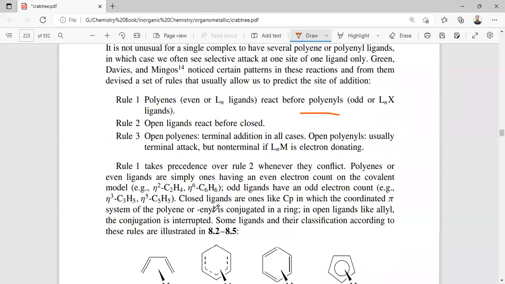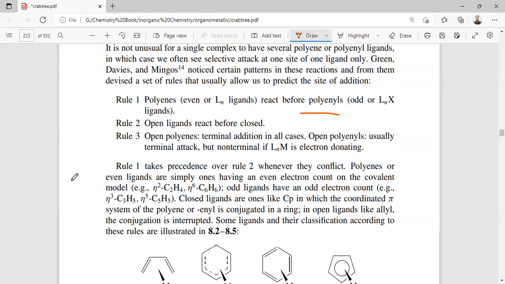So now I will discuss all these rules. First, rule one: the open polyenes react before the polyenyls. Rule one takes precedence over rule two whenever they conflict.